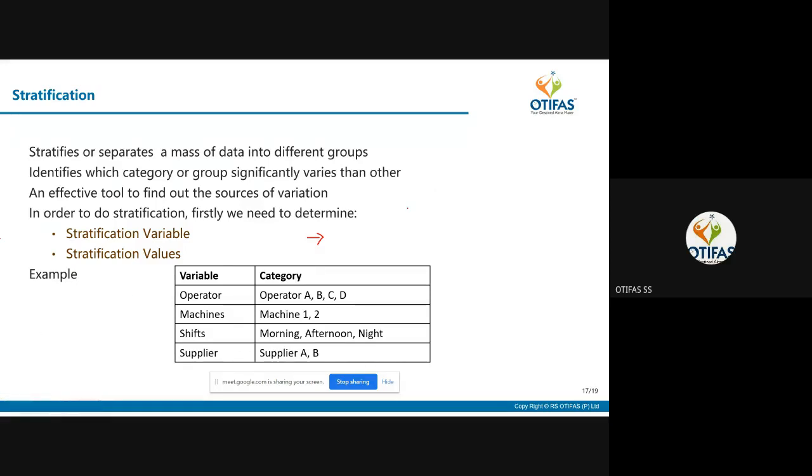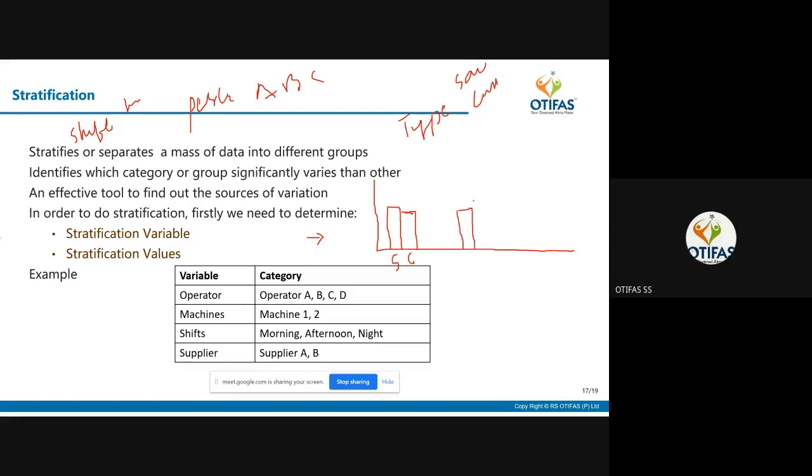One is the type of account. There are two types of accounts: savings and current. Then they looked at the person. There are three persons dealing: person A, person B, person C. Then they stratified it by shift also: morning shift and afternoon shift. Suppose there were around 50 errors. First they stratified by type, savings and current. Out of 50 errors, 26 were savings and 24 were current. Then they looked at person A, B, C.